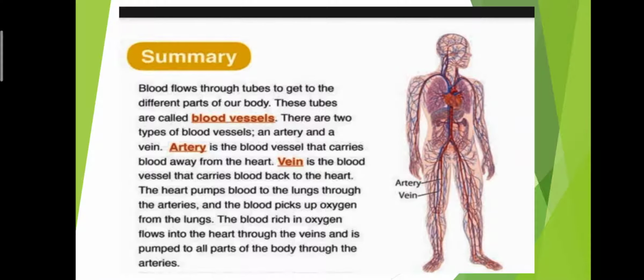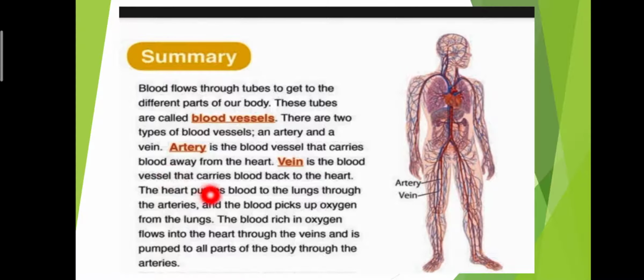Blood flows through tubes to get to the different parts of our body. These tubes are called blood vessels. There are two types of blood vessels, that is an artery and a vein. Artery is the blood vessel that carries blood away from the heart, and vein is the blood vessel that carries blood back to the heart.